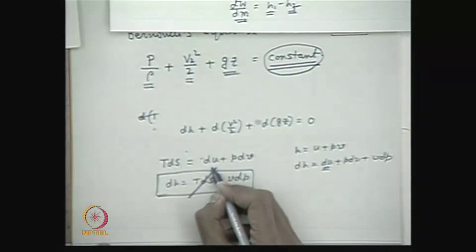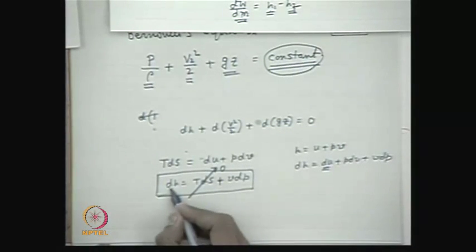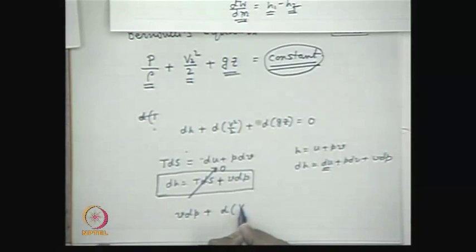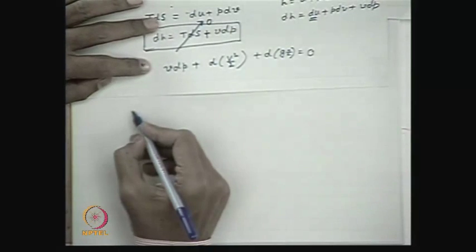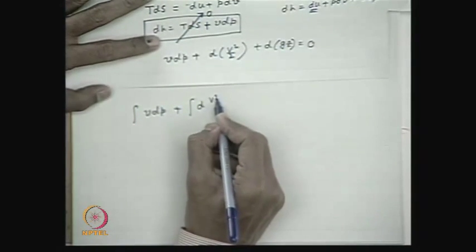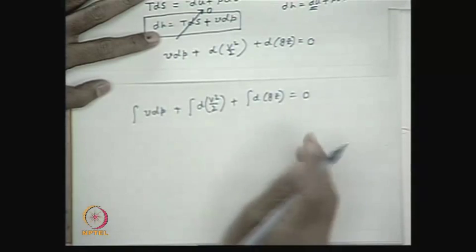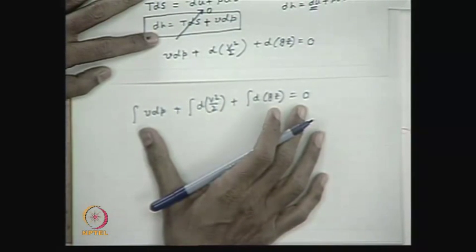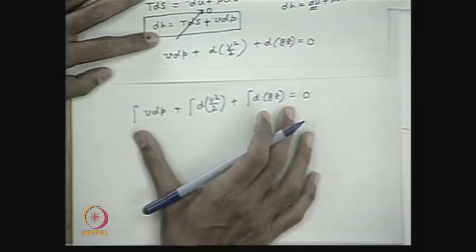For an isentropic flow, I have told you that inviscid irrotational flow is synonymous with an isentropic flow. Without work interaction, dh is VdP. So, if I replace it, we get VdP plus d of v square by 2 plus d of gz is 0. If we integrate this equation, we get the integration of VdP plus the integration of d of v square by 2 plus the integration of d of gz is equal to 0. So far, we have put the constraint of isentropicness, that is the flow is inviscid without any work interaction, but incompressibility has not been put into consideration.